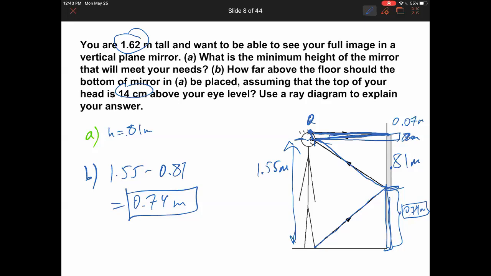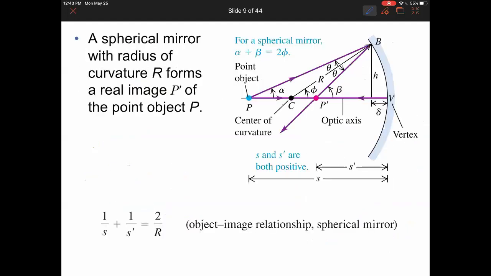All right. So let's look at curved mirrors. The curved mirrors basically come in two shapes. They are also known as spherical mirrors, because you can have a sphere and carve two parts from it.